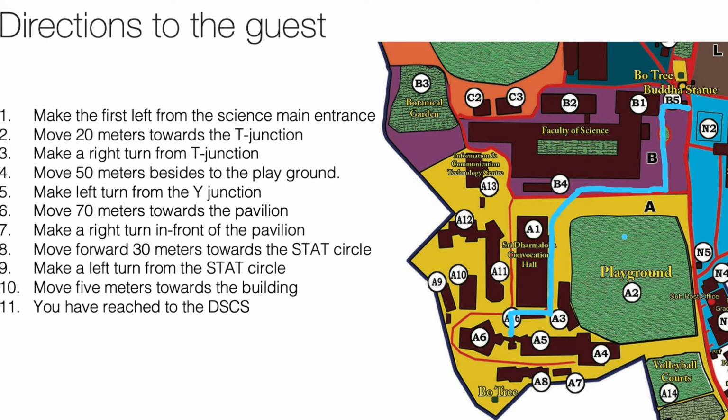By going through this sequence of steps, our guest can reach from the main entrance to the Department of Statistics and Computer Science. So, that means this set of instructions will solve our problem. If our guest follows this sequence of steps, he can reach from the main entrance to the Department of Statistics and Computer Science. That means we have solved our problem and our guest has reached his destination, or solution.